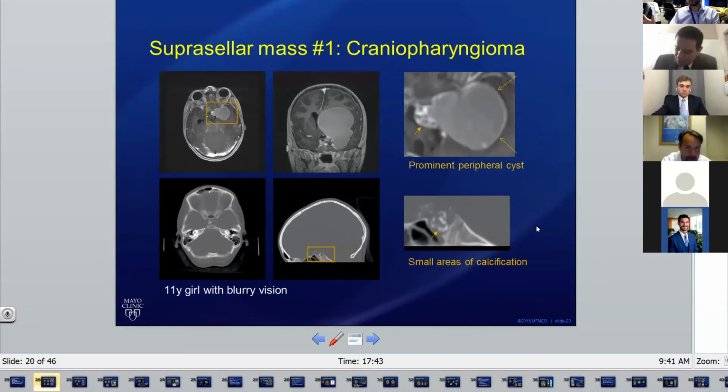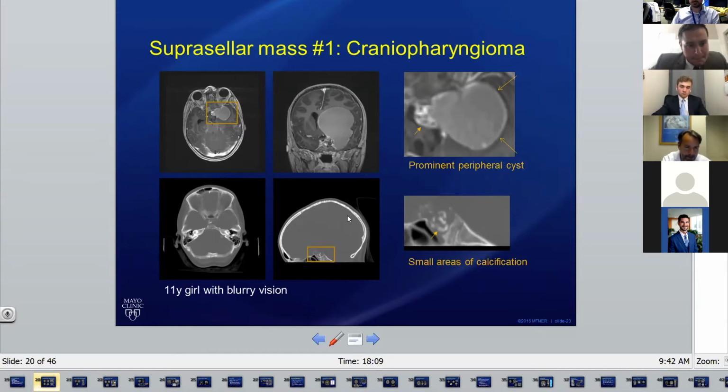So here's our first suprasellar mass. On this T1 weighted MRI with contrast, if we zoom in on the suprasellar space, we can see this region just above the sella with some heterogeneous contrast enhancement and this very large associated cyst filled with proteinaceous material. So here's the ventricle here. Here's the intensity of CSF. You can see that on T1 weighted imaging, it looks thicker than that. The cyst wall has some contrast enhancement.